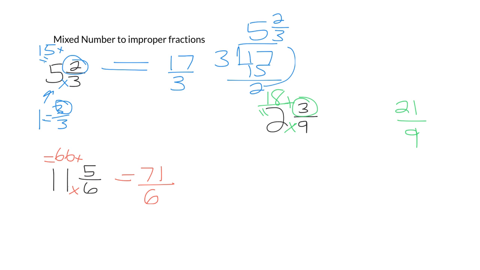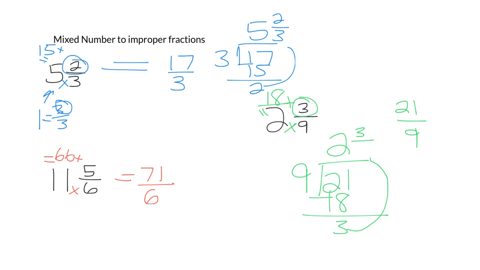If you wanted to check your work, you could divide 21 by 9, and hopefully we'll get 2 3/9. Let's check it out. 21 divided by 9 equals 2. 18. 21 minus 18 is 3. 3 comes up as our numerator, 3/9.